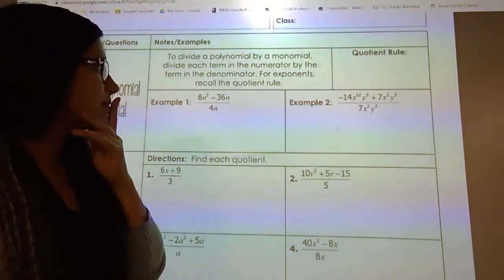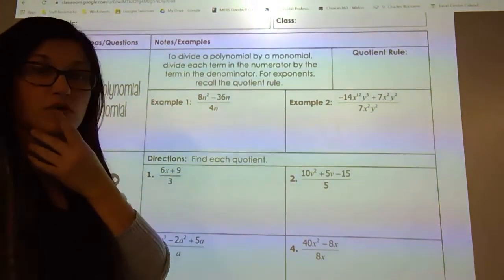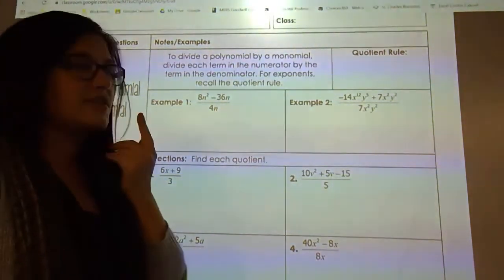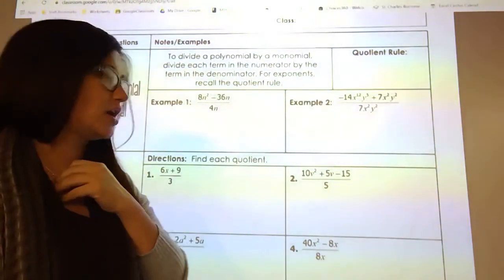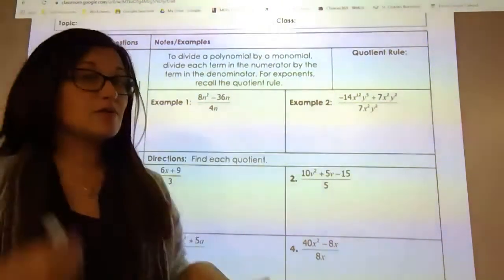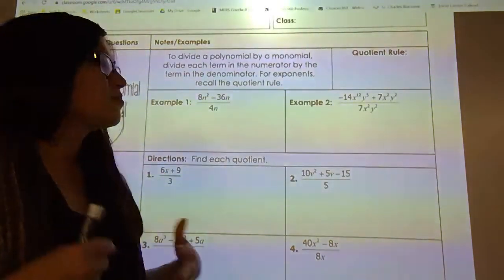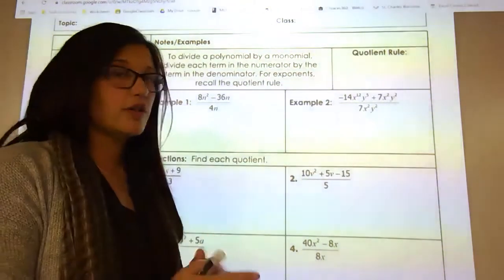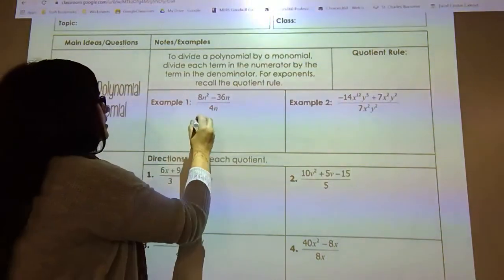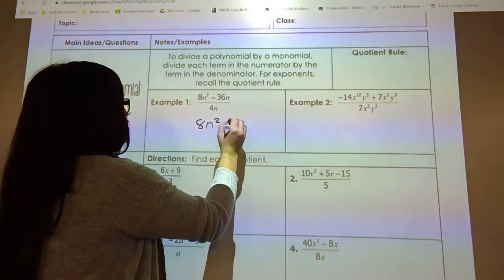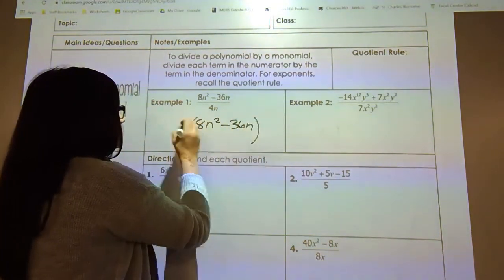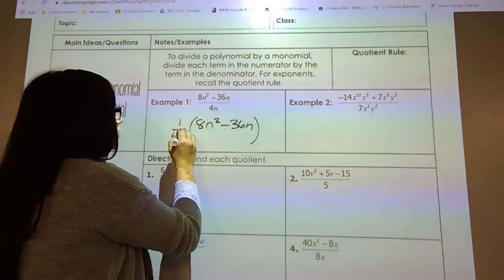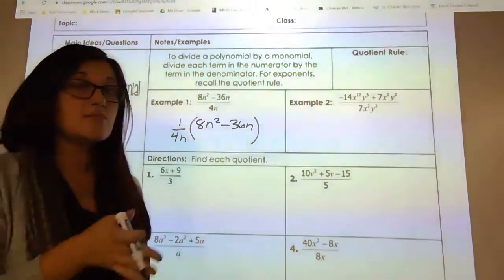Now, I want to tell you guys something, and maybe you've been told this before, or maybe not. Division is like multiplication. In fact, it is multiplication. Any division problem can be rewritten as multiplying by the reciprocal. So 8n squared minus 36n divided by 4n is the same exact thing as saying times 1 over 4n. Okay, it's the same exact thing.